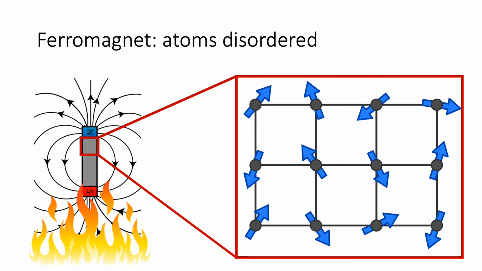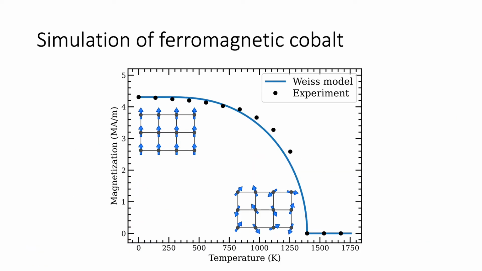My research focused on what happens when you heat up these materials. When we add energy, the atoms begin to wiggle around, and we lose the magnetic ordering, and we lose the magnetization. So here is a graph of this behavior for cobalt, a material which is known to be ferromagnetic. The dots are experimental data, and the blue curve is from one of my calculations using the Weiss model. Here we see at low temperature, the atomic magnets are all aligned with each other, and the magnetization is large, whereas at higher temperatures, the magnetization drops until it disappears entirely.